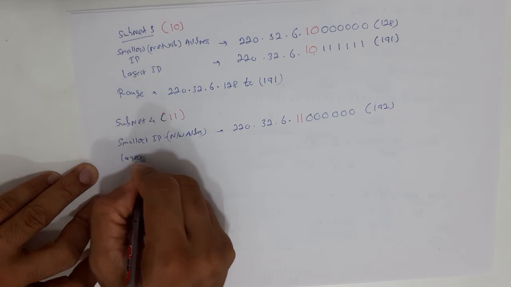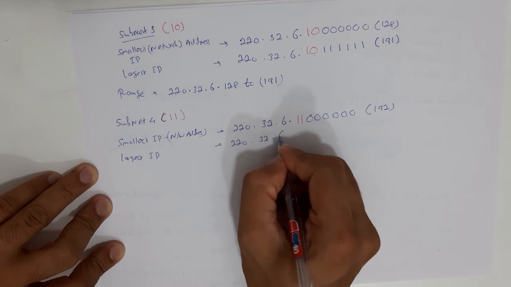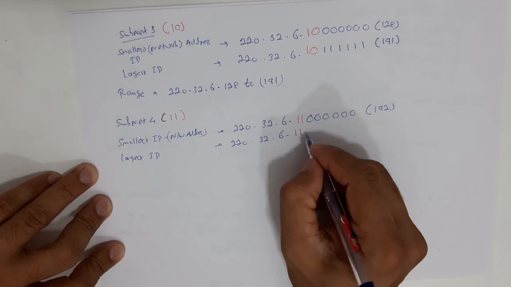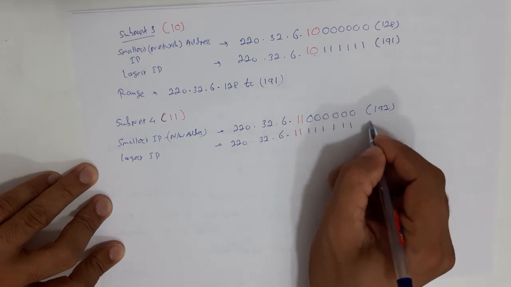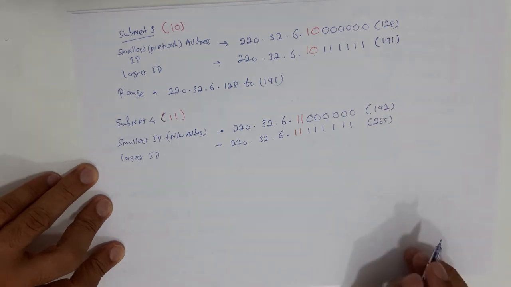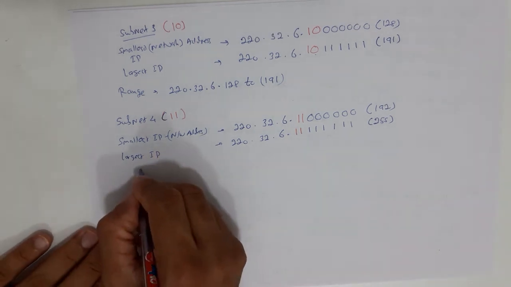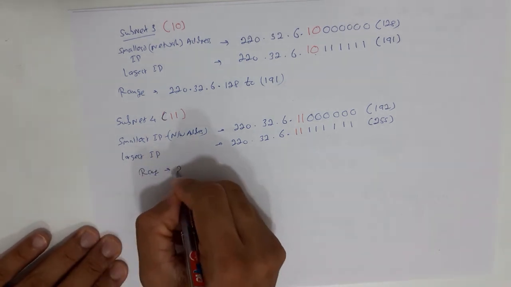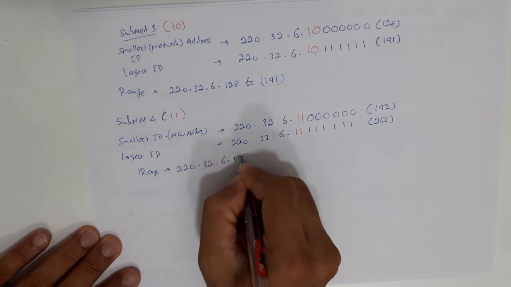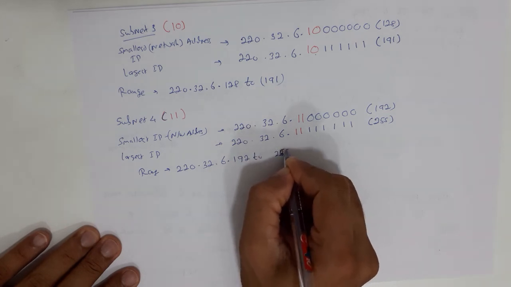And then we can go for the largest IP, that is 220, 32, 6 dot. Subnetwork bits come as 1 and 1. Make all into 1, 1, 2, 3, 4, 5, 6. So all ones means 255. So then this is the IP address range. If I write the range separately, it will be 220, 32, 6.192 to 255.